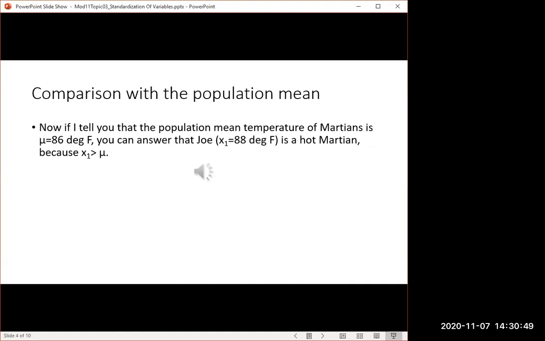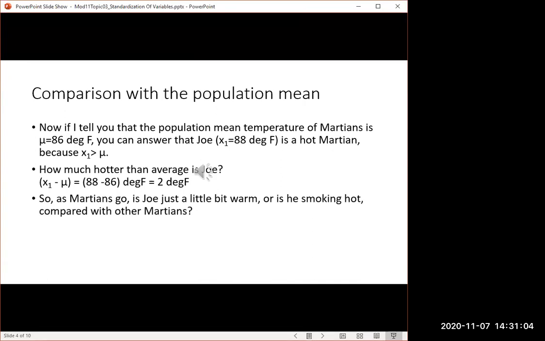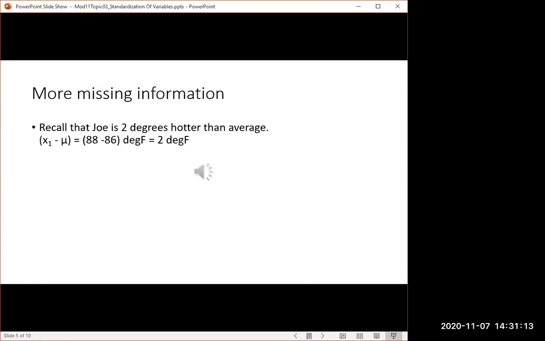How much hotter than average is he? Subtract: 88 minus 86 degrees is 2 degrees Fahrenheit. So he's hotter than average. But as Martians go, is that just a little bit warm or is that really smoking hot? I mean, is 2 degrees a big deal for Martians? Once again, there's some missing information. Joe's 2 degrees hotter than average. Is that a big difference? Well, what is it that we need to know in order to find out?